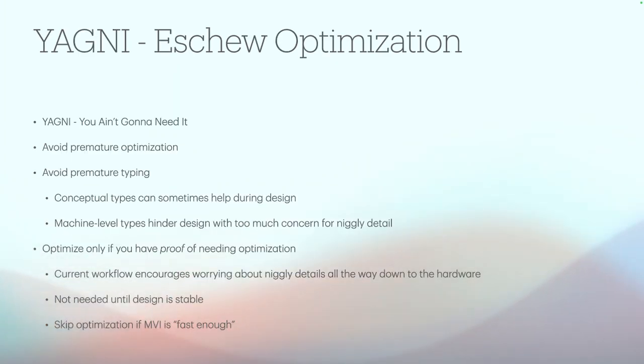YAGNI, you ain't gonna need it, reminds us to avoid premature optimization and typing. Conceptual types can help during design, but machine-level types often hinder design with too much detail. Optimize only when you have proof you need it, and skip optimization if your MVI is fast enough.